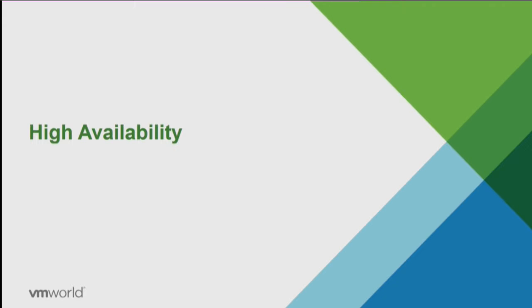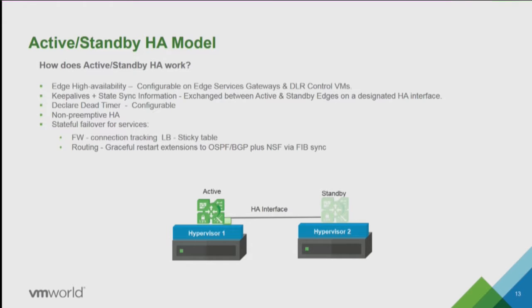But of course, all my diagrams have shown a single DLR control VM, a single DLR, a single edge. We don't want that. We want to make sure that we take into account any failure. Bugs can happen, VMs can go down, hosts can have a problem. So how does that work? I take the example of the edge node. That's exactly the same principle that applies for the DLR control VM.